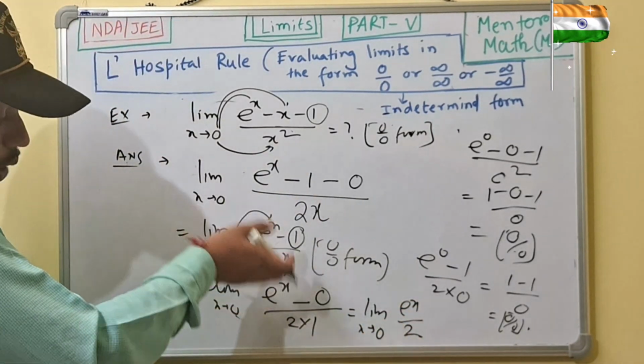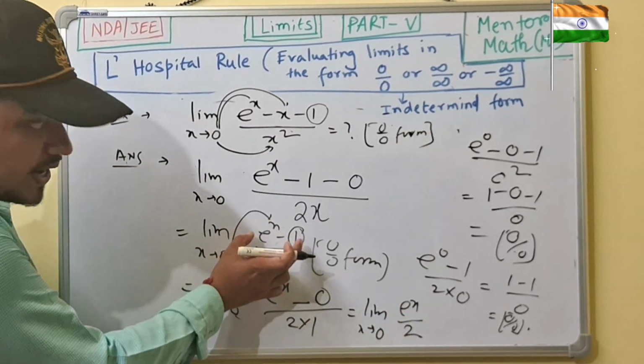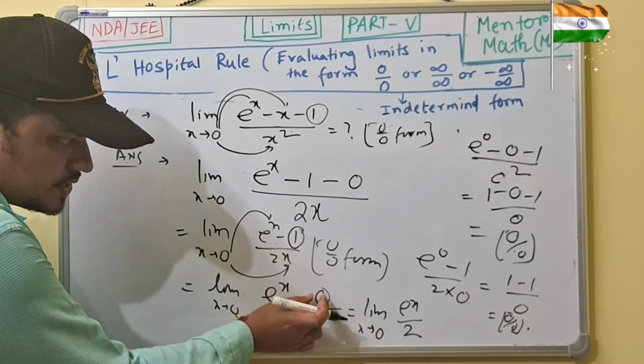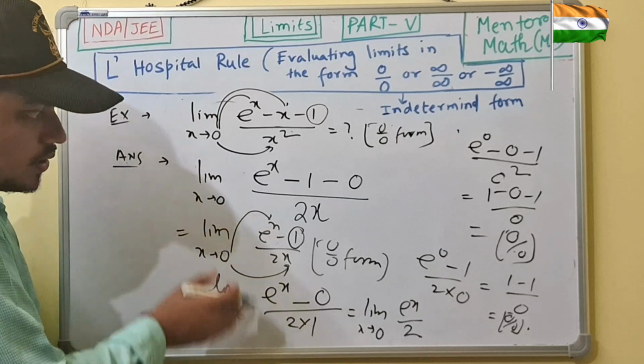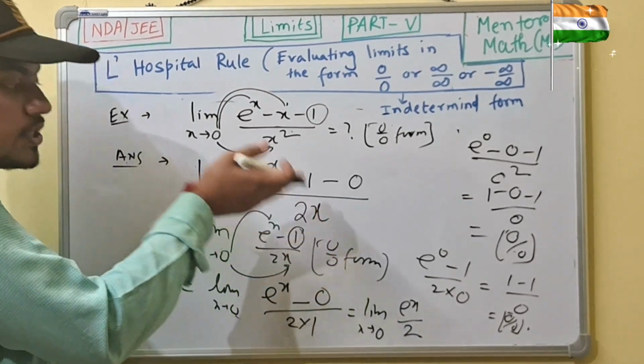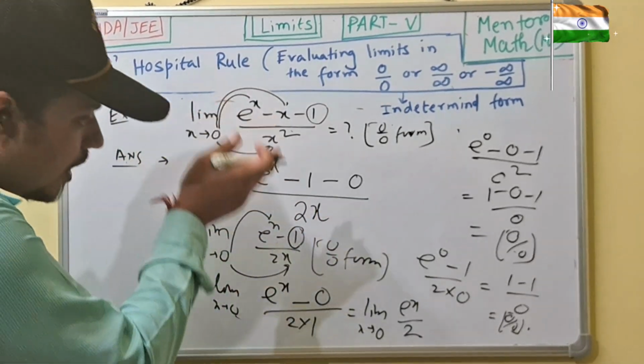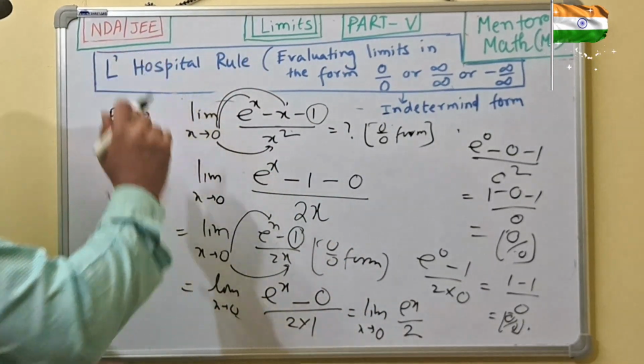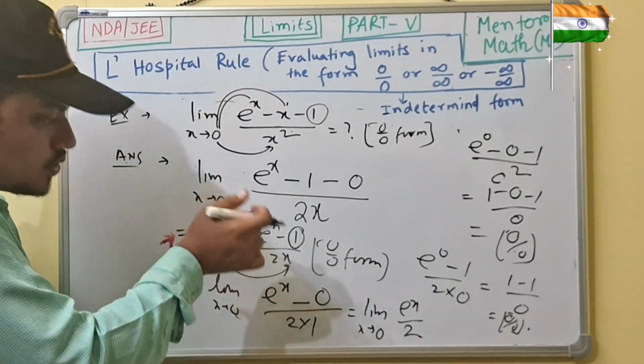Why does it come, or how does it come? Look at this: the derivative of e to the power x is e to the power x, the derivative of the constant is 0, and the derivative of 2x is 2. Why? Because this is 0 by 0 form, this is an indeterminate form. An indeterminate form converts to a determined form using L'Hospital's rule, that is, differentiate the numerator as well as the denominator.